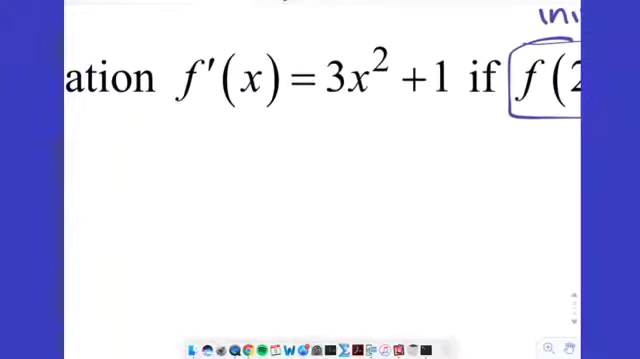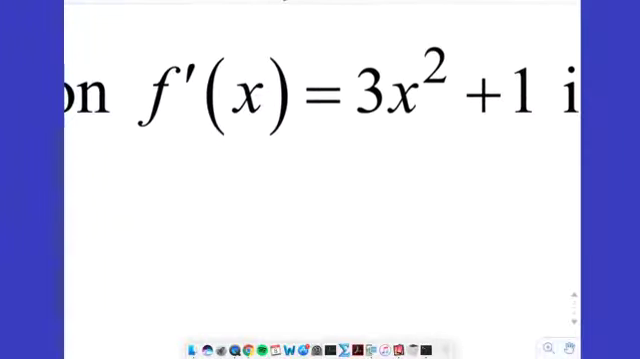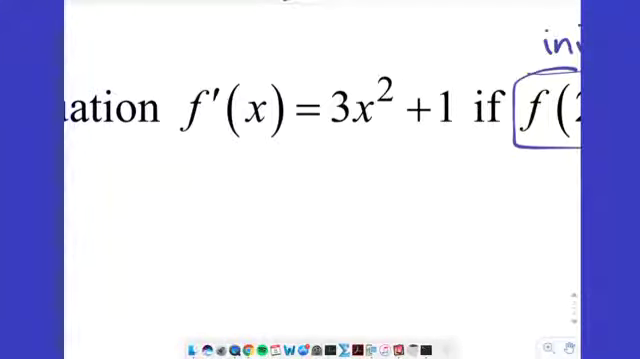First things first, we got f prime of x equals 3x squared plus 1. We're going to take the antiderivative now of both sides. What would be the antiderivative of little f prime? Little f, right. Remember, notationally, if it has a prime, you take 1 away every time you anti-differentiate. If it started as little f, then we go backwards to big F.